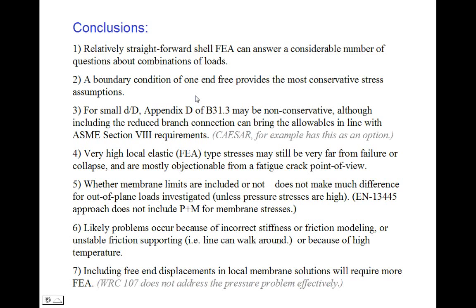Unfortunately, if you try to follow the 2007 Division 2 rules to the letter, you may find that you end up doing a more elastic plastic analysis than perhaps is required. In fact, we think than is going to be required. And unfortunately, WRC 107 won't address this pressure membrane issue too effectively because it doesn't include pressure stresses in the evaluation.